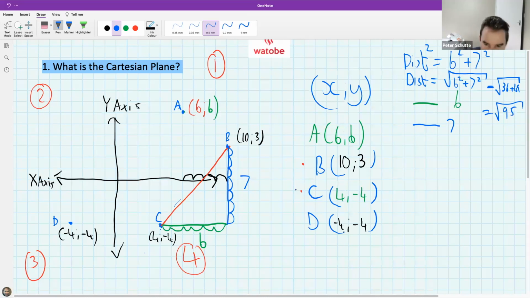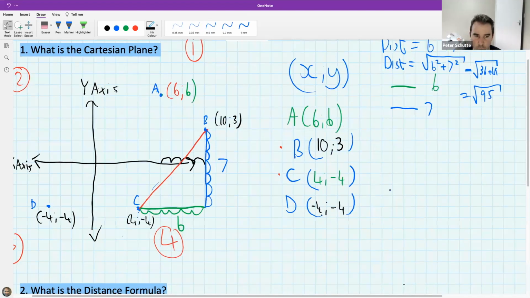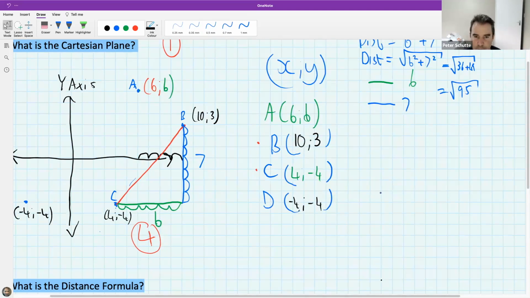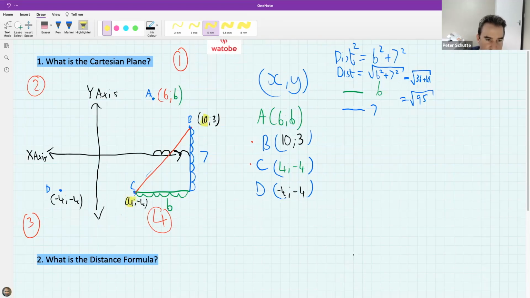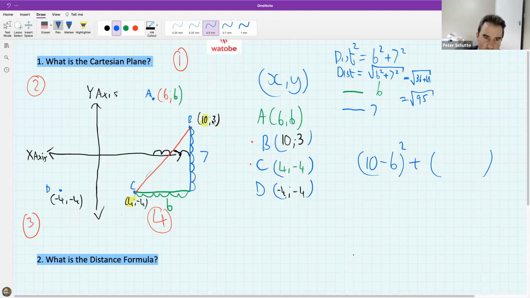Okay, now, everyone, it would get very long and boring if we had to do this every time. So what we do is we develop a formula to help us do this more quickly. This is the way the formula works. Instead of having to manually count the length in green, we take the x coordinate of the second point and subtract it from the x coordinate of the first one. So we go 10 minus 6 squared plus, if you imagine here, what's the y coordinate?